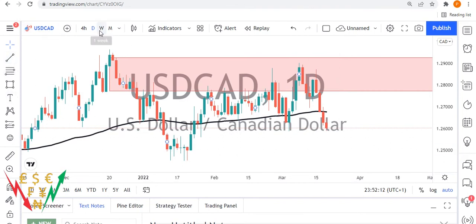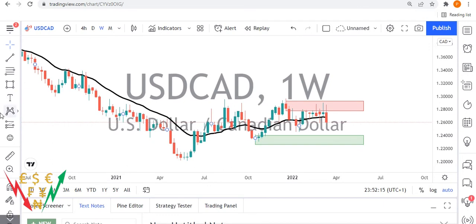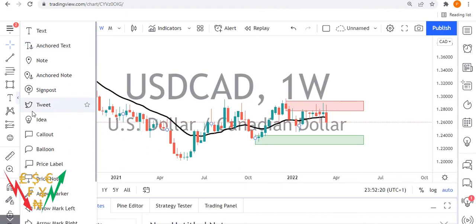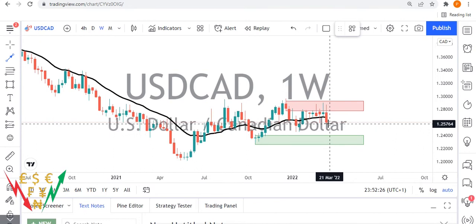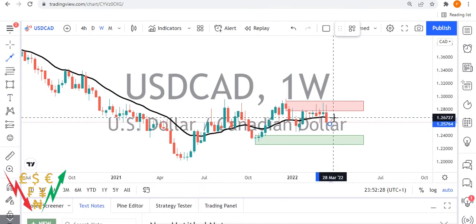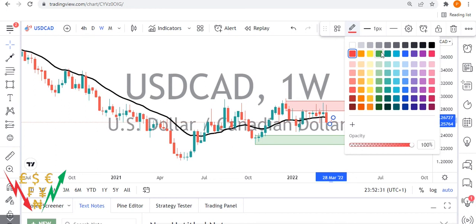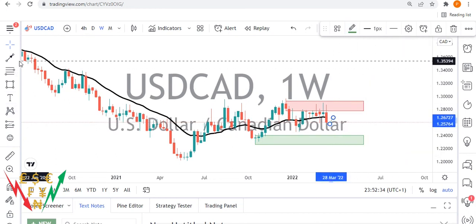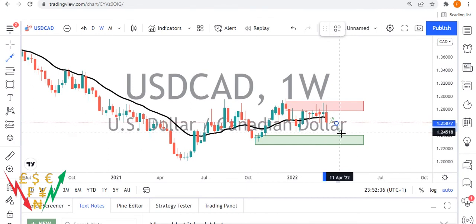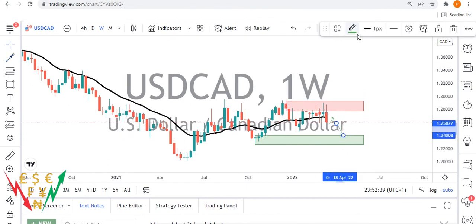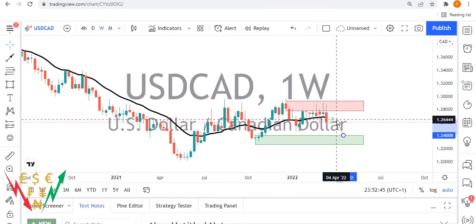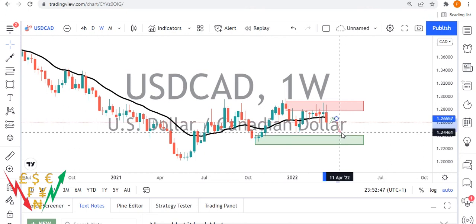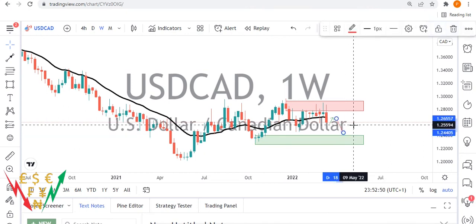So let's go back to the weekly chart and set our range. Okay, so this is what I want to likely see. Let me use the arrow. I want to see the price go up a bit, and then I want to see it come down to this area. I want to see something like this, the price coming down to this area. Now it doesn't have to be perfect, but this is what I want to see.